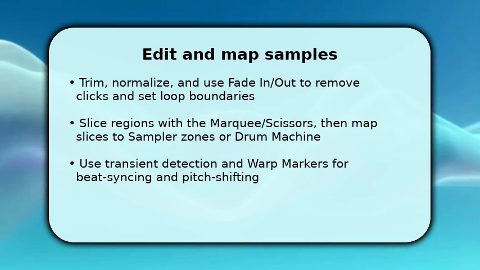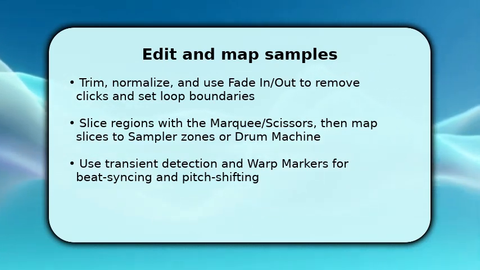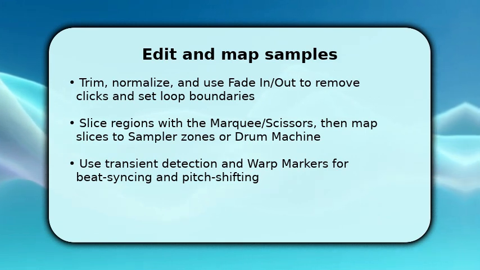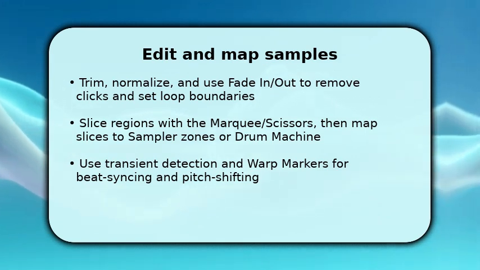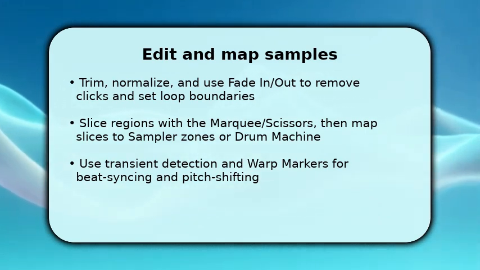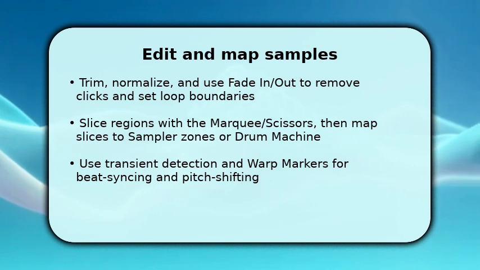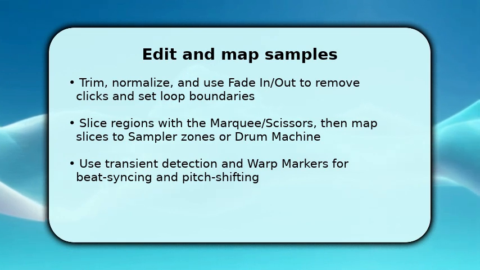Next, focus on shaping and mapping so the sample becomes playable. Trim and normalize, then add short fades to eliminate clicks. This creates clean loop boundaries. For chopped arrangements, slice regions with scissors or marquee and drag slices into Sampler or Drum Machine Designer. This turns parts into playable zones.